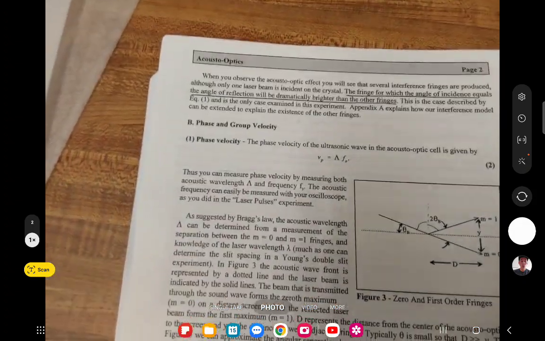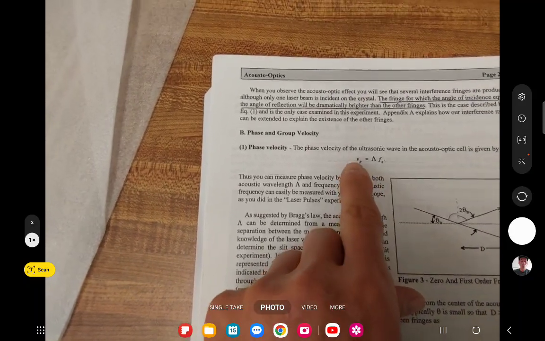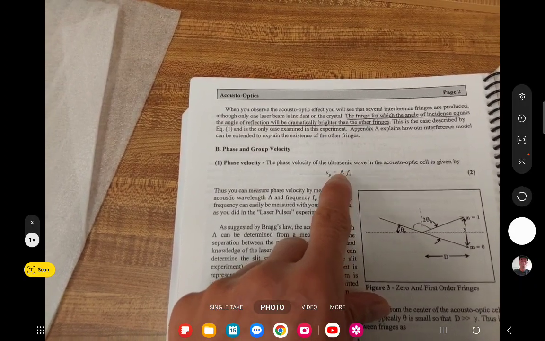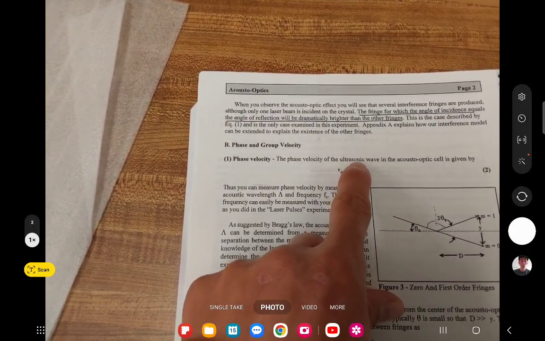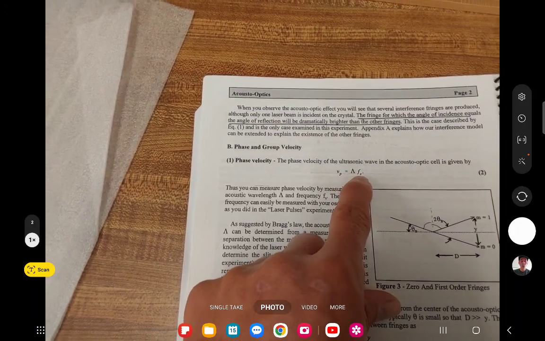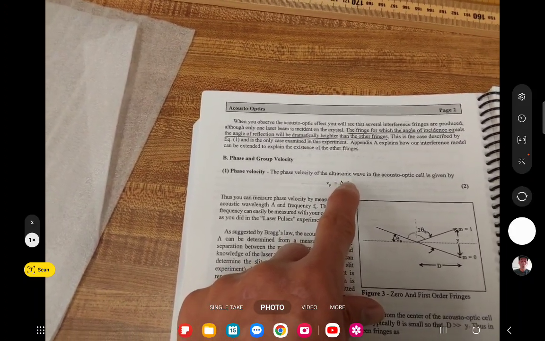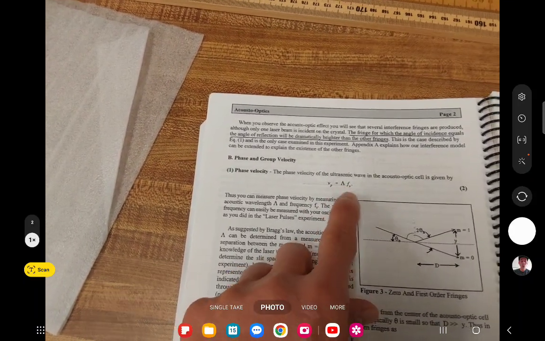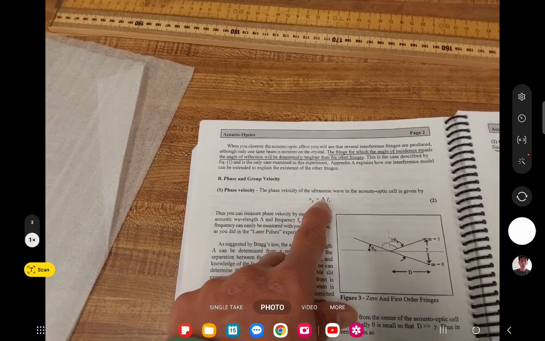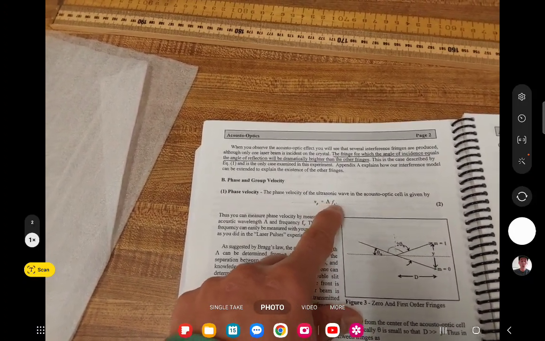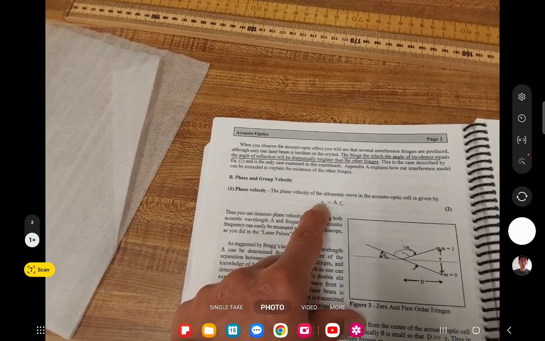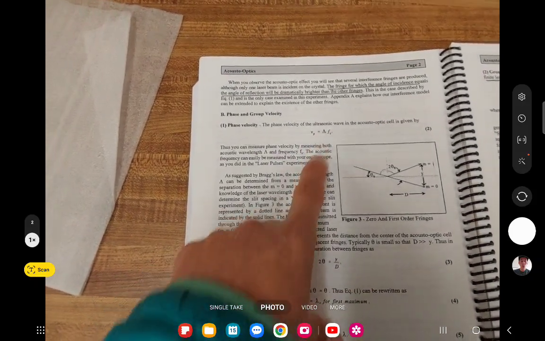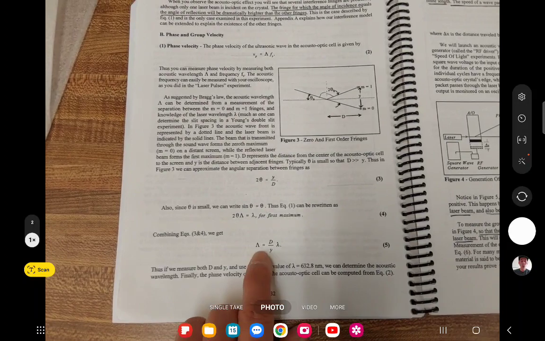And what you can do with this is right here, this is called the phase velocity. It's equal to the wavelength of the ultrasonic or acoustic wave times the frequency of that acoustic wave. The frequency is simply the 140 megahertz. So if we have a way to figure out this capital lambda, then capital lambda times 140 megahertz is the phase velocity. So we just need a way to get lambda, right? And the way to get lambda is here.